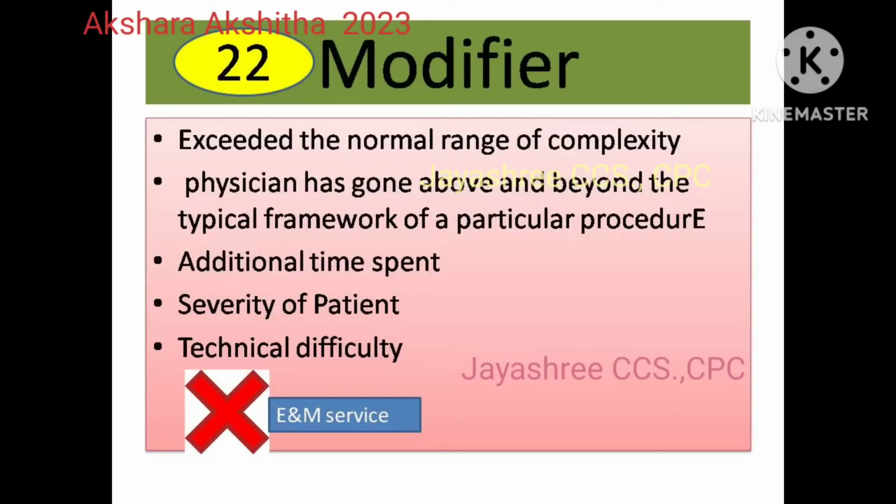So either the timing or any complexity of the procedures, we are going to append the 22 modifier to the surgeries, not to the E&M services. So this modifier is applicable to the surgery codes. Okay. So I am going to explain one more time.